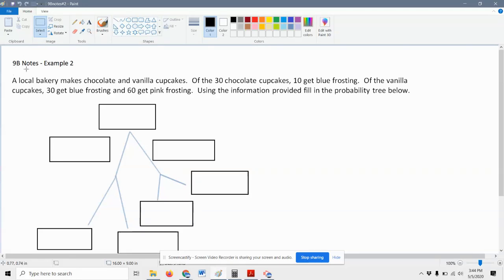This is 9B notes example 2. Okay, so this is example number 2. And this is another problem like example 1 where we're given some information and they're asking us to use that information and fill in the probability tree below. So that's our focus, is to fill in this probability tree.